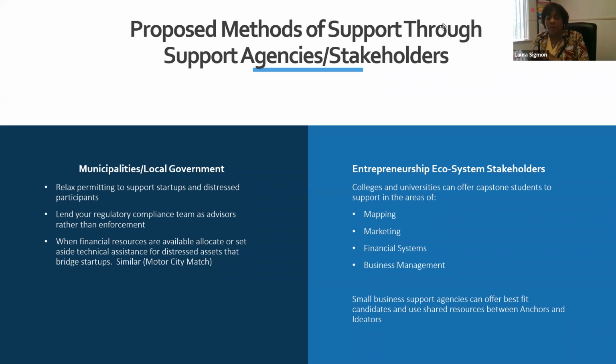Have your colleges and universities or other ecosystem participants activate through capstone training as part of their real world evidence based training. They get to take a real live business and implement these particular infrastructures or designs. Small business support agencies can also offer really good fit candidates, right? Like a Prosperous Detroit would know which of the businesses are probably primed to participate. They also have opportunity to share in this.